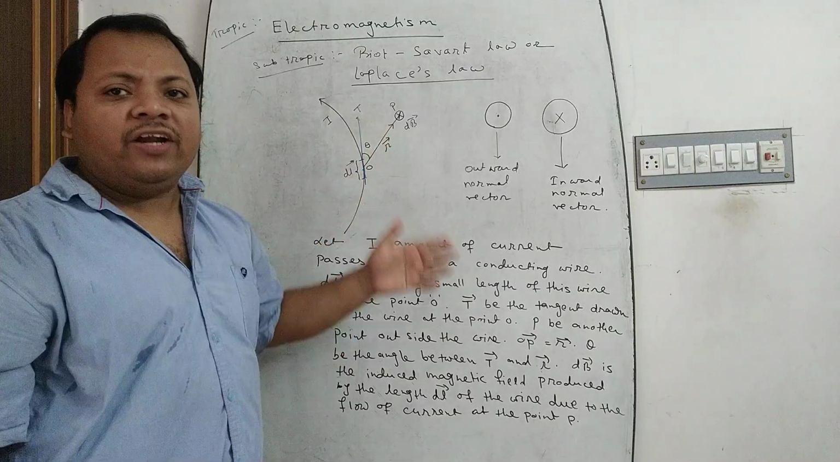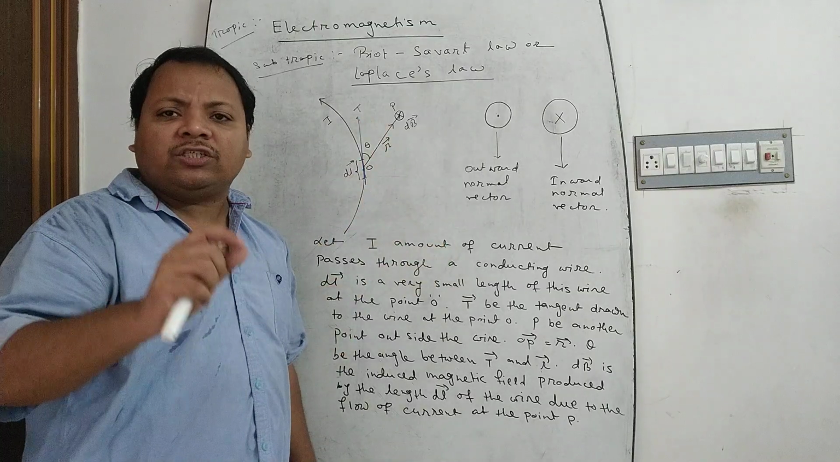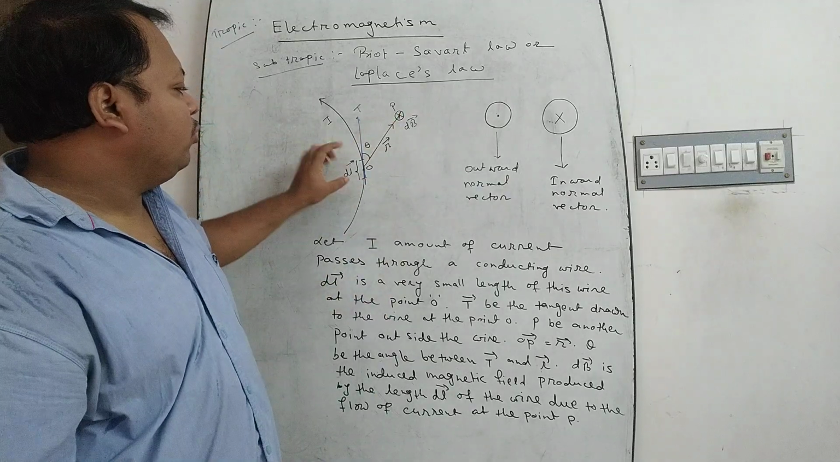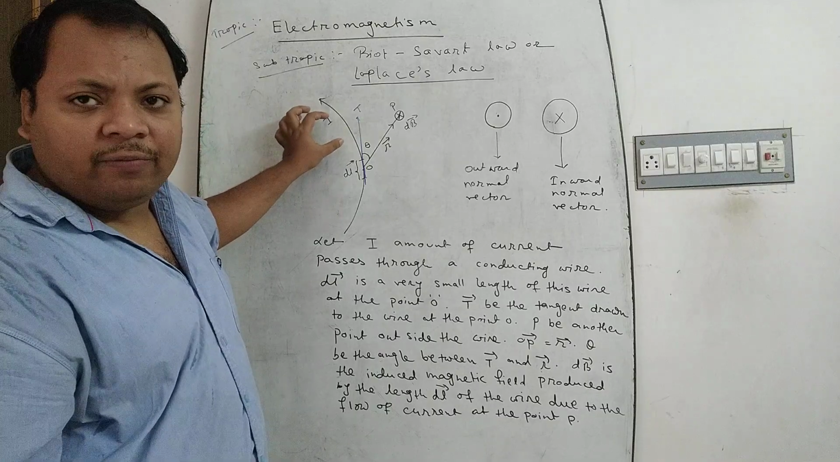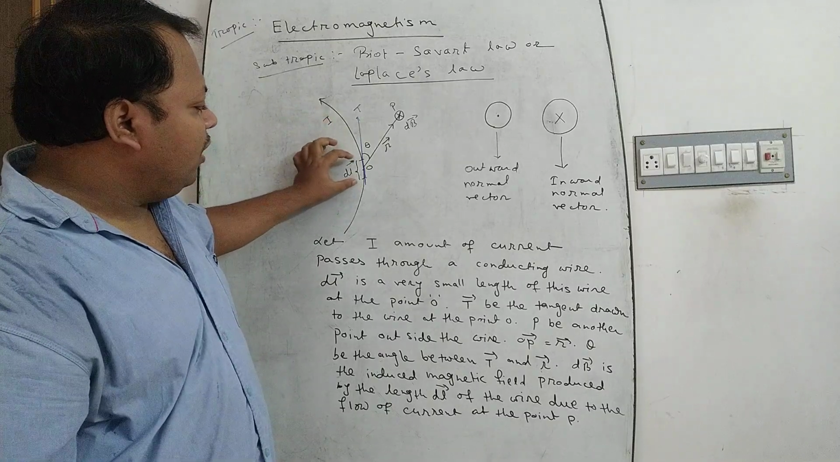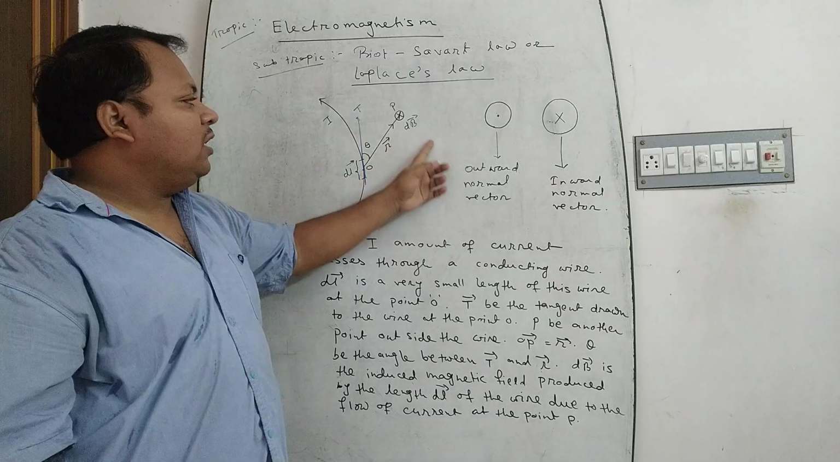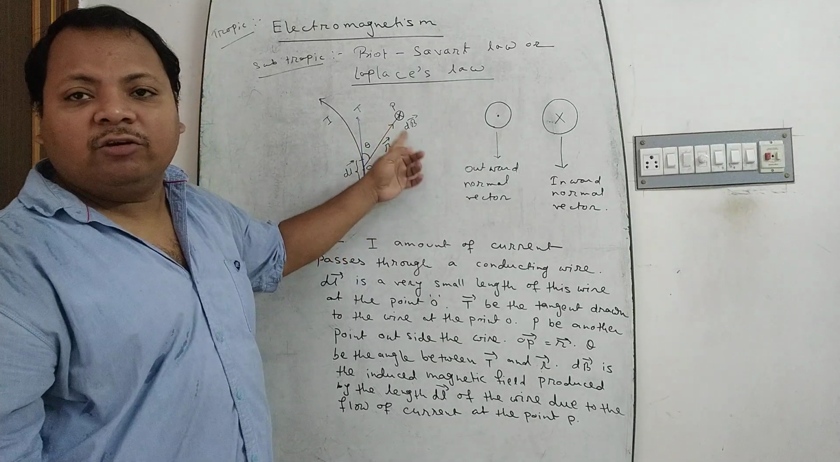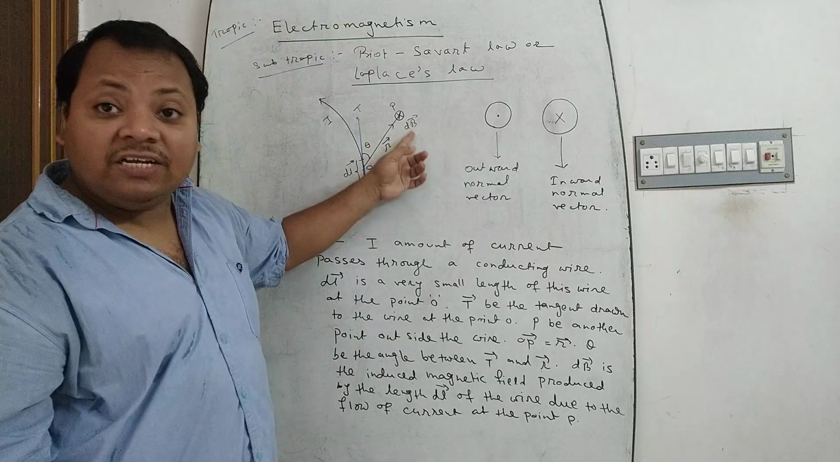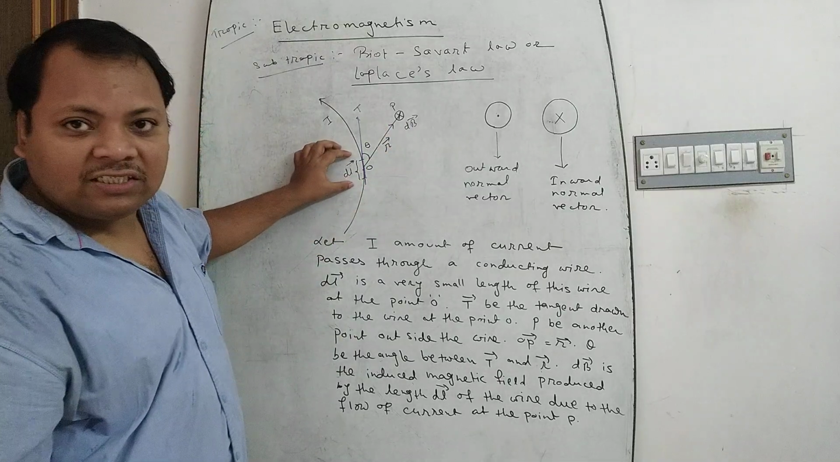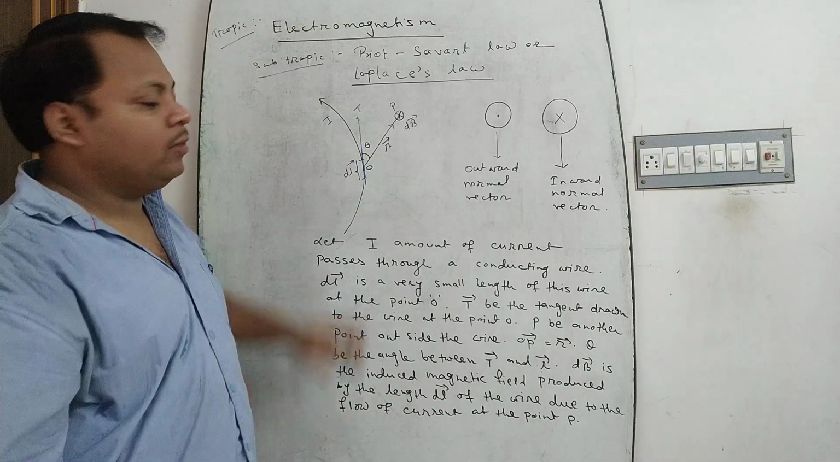We are to find out the induced magnetic field at the point P due to the current flow I of the small line segment of the wire dl. Let us consider the induced magnetic field dB is produced due to the small line segment dl of the wire.